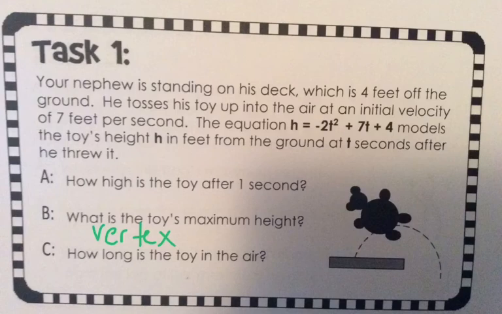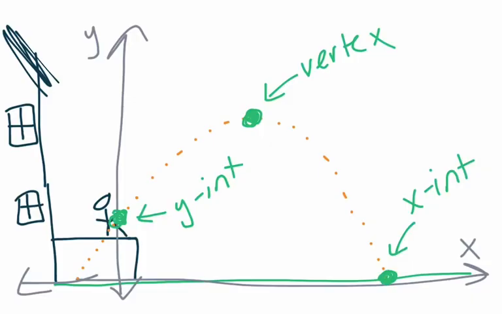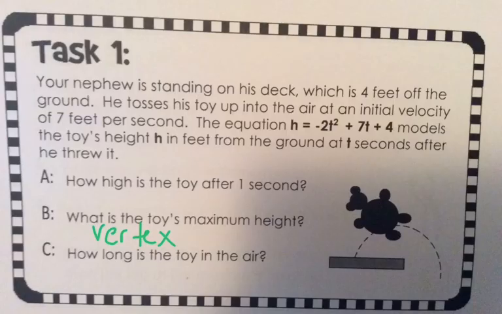And then part C, how long is the toy in the air? Well, let's trace the toy. Here's the toy. It's in the air, still in the air, still in the air, no longer in the air. So how long is the toy in the air? We want to know how far it is from when the toy is released to the x-intercept. So I'm going to come over here and just label this x-intercept.